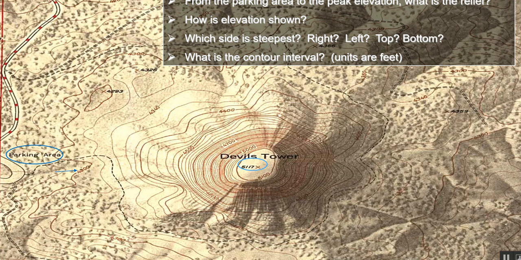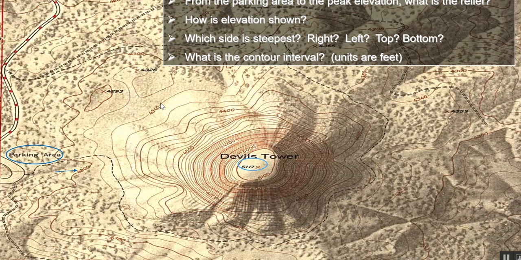Although we have 4 questions to answer here, it is helpful to start by finding the contour interval. The way that you do this is use what you already have. So we need to find 2 contour lines that are marked and find the difference between them. What I did was I looked and found 4400 and I see 4340.